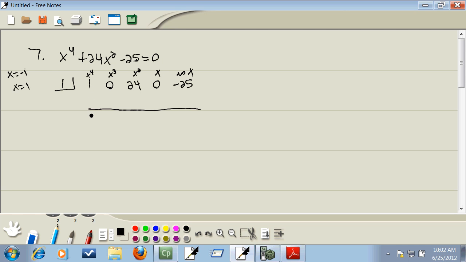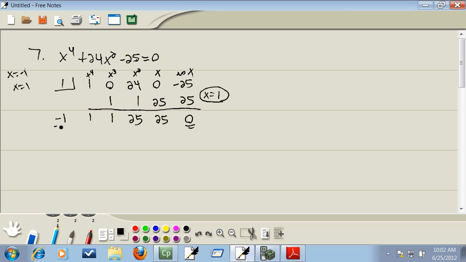Now let's add. 1 plus nothing is 1. Multiply, you always multiply by the number up in the box, by the number you just put down here. 1 times 1 is 1. Add. Multiply, 1 times 1 is 1. Add. That gives us 25. Multiply, 1 times 25 is 25. Add. Multiply, 1 times 25 is 25, and add negative 25 plus 25 is 0, which confirms what the calculator already told me, that x equals 1 is my first answer.